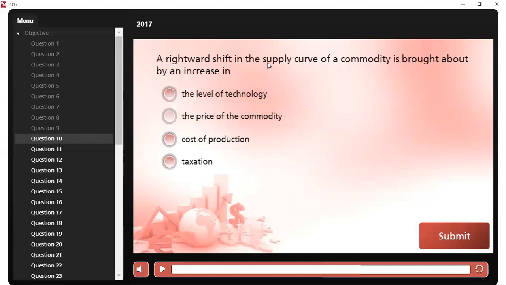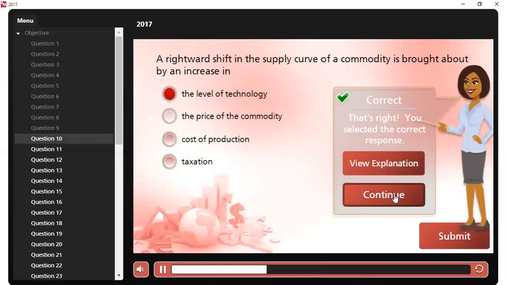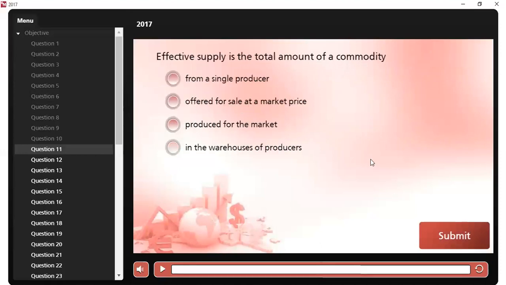A rightward shift in the supply curve of a commodity is brought about by an increase in, A would be the right answer, the level of technology. Yes, a shift in the supply curve can only be a change in supply and not a change in quantity supplied. And a rightward shift indicates an increase in supply, and this can happen if the level of technology increases. That is why I picked my answer as A. Yes, that's correct.